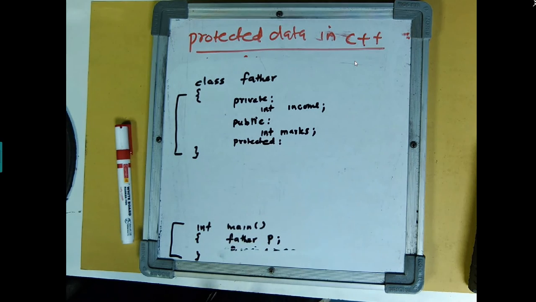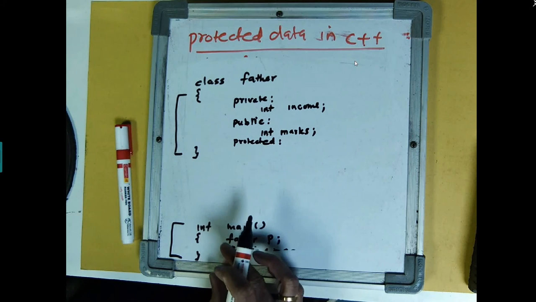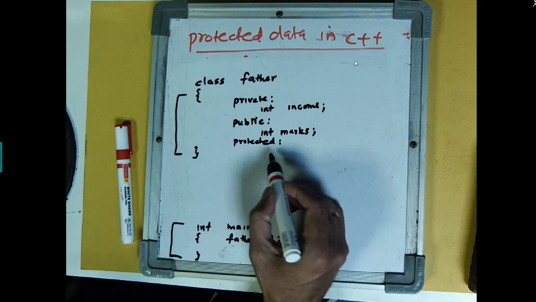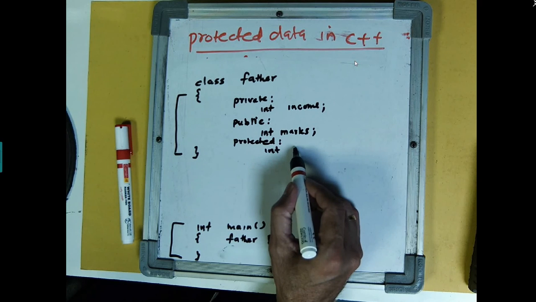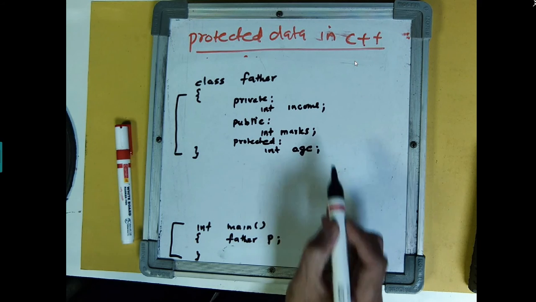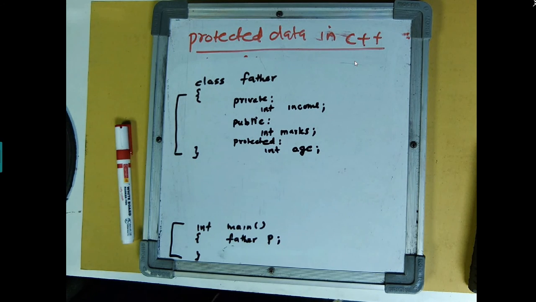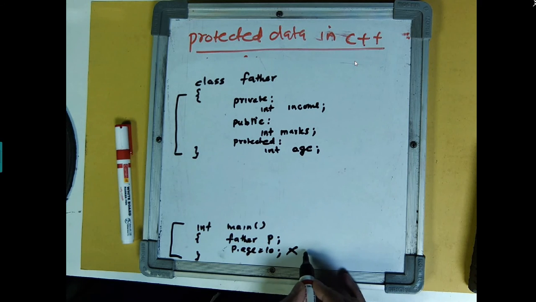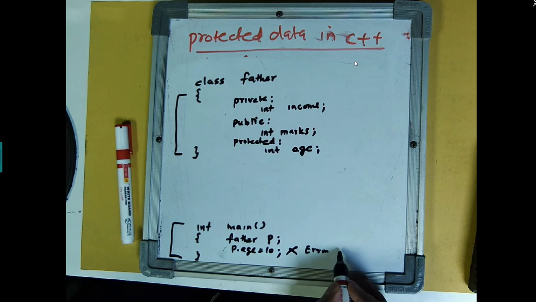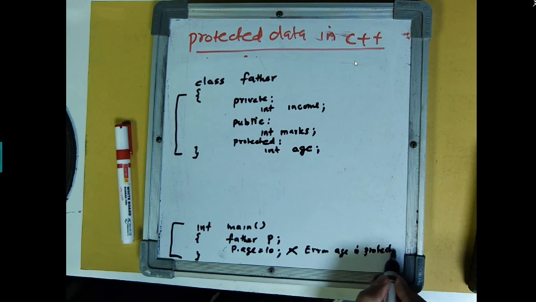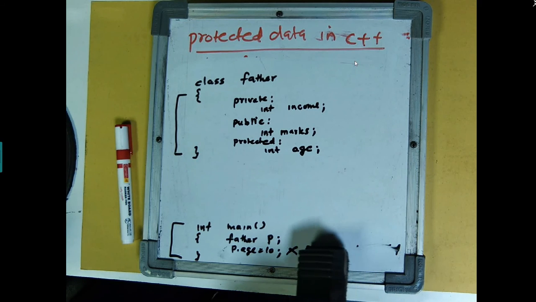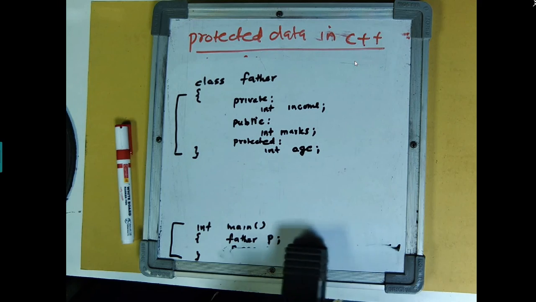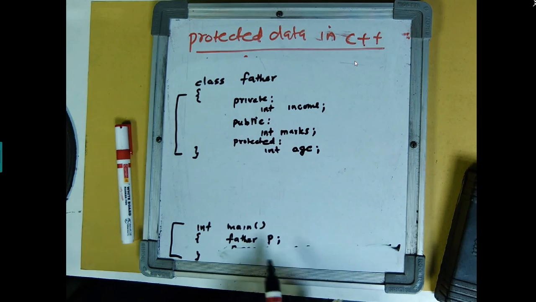As its name suggests, it is protected. Let's say it is protected from the main itself. Let's say we have a variable integer age, and this age is protected. Then the father may not like to give this information to the main, so if somebody tries to access P dot age is equal to 10, it will say error because age is protected. That means age is acting like a private variable to you. You can think that protected variables always work like a private variable for the main.